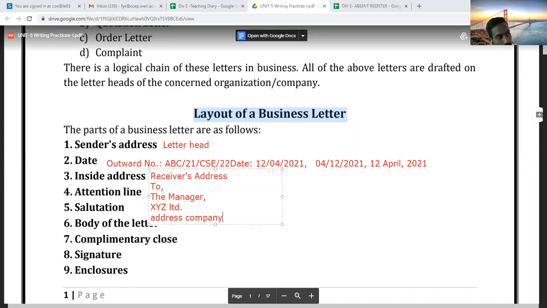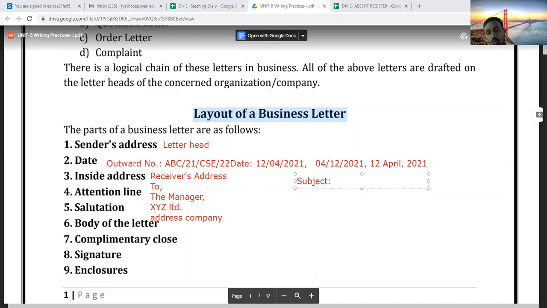Okay. Then the next point is about the attention line. So what is this attention line? Attention line is nothing but maybe we call it the subject. So that subject attracts the attention of the reader, the receivers. So therefore it is called the attention line. And usually it is short. It may be of one sentence or two sentences.